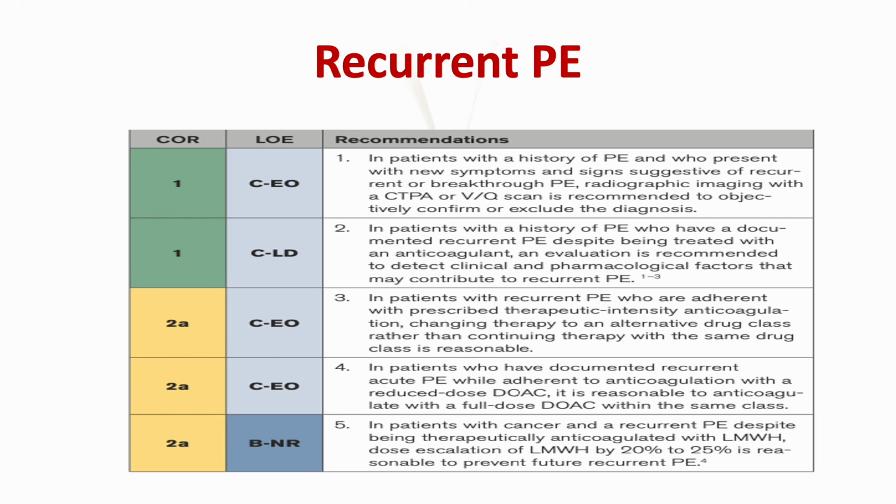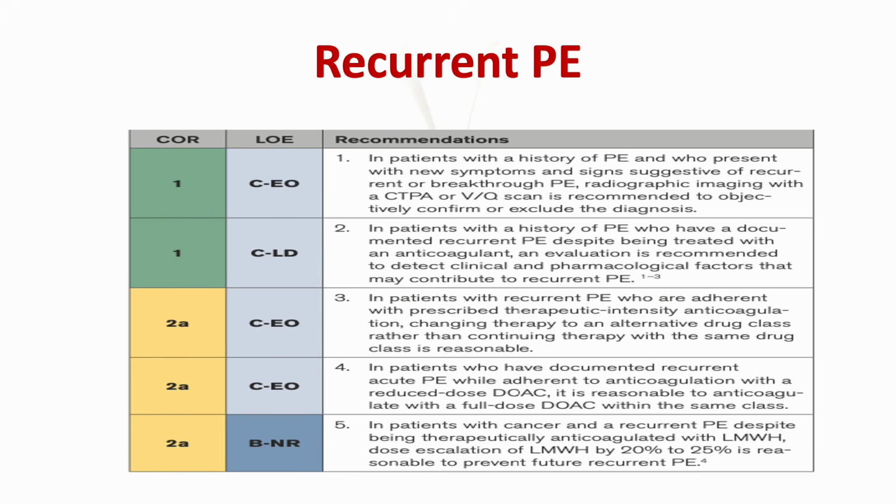So for recurrent PE, the grade 1 recommendation says that if your patient had a PE history and has now come with new symptoms and signs which suggest recurrent PE or breakthrough PE, you have to go on and do a CTPA or a VQ scan. Number 2, if they have a documented recurrent PE despite being on anticoagulation, you should look at those clinical and pharmacological factors which cause this recurrent PE because you need to modify them.